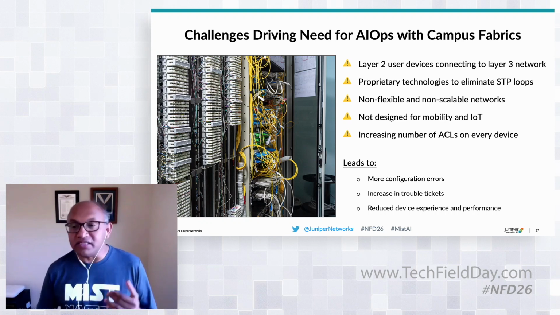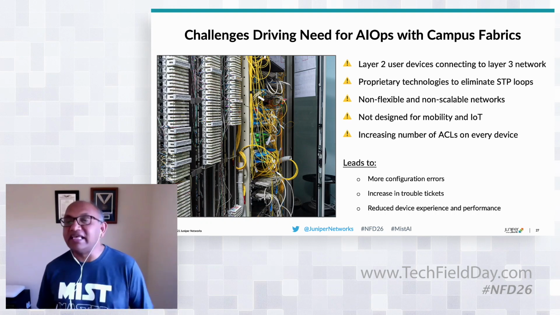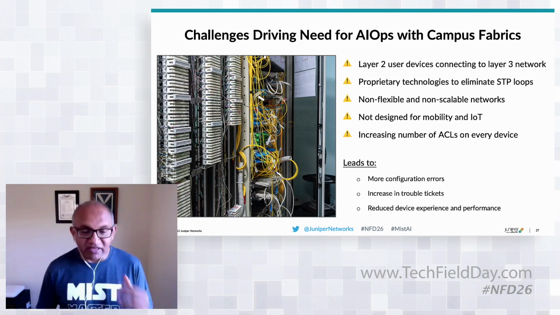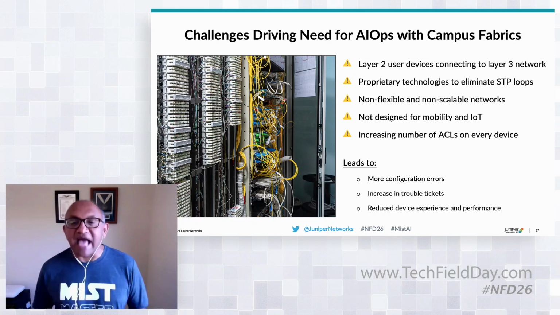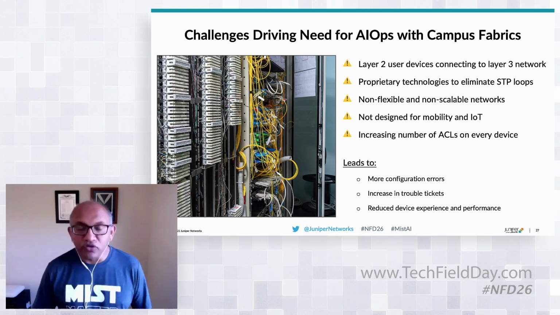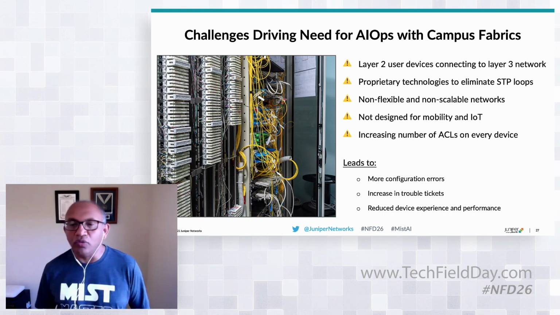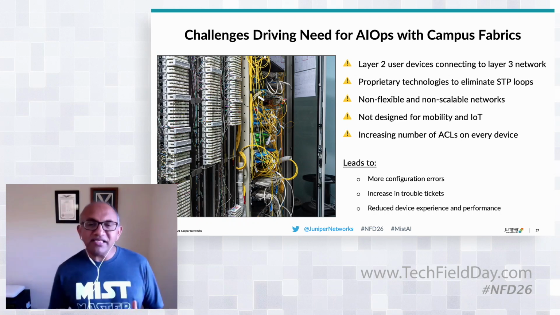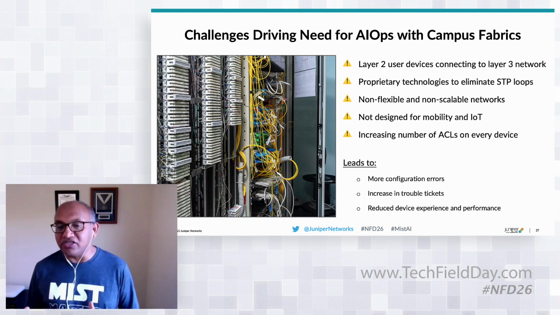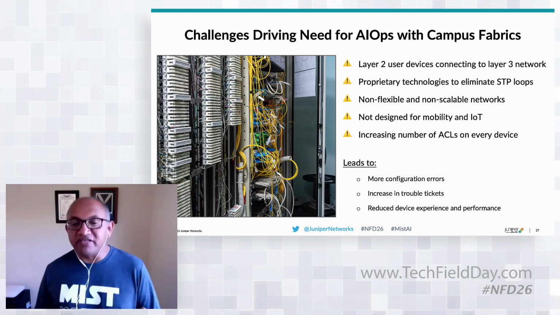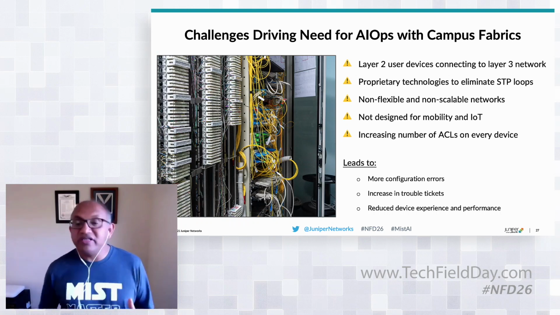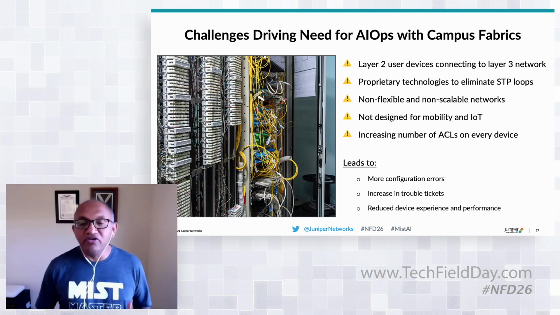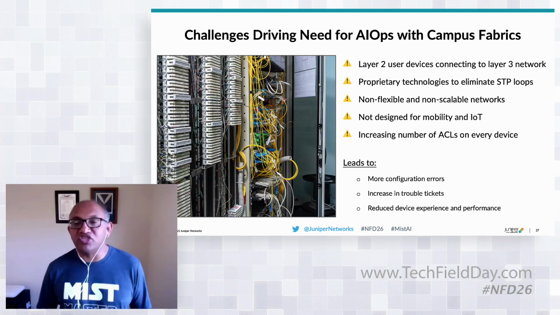And obviously, mobility is key. IoT devices coming onto this network is key. All of it ends up increasing the number of ACLs on devices. Typically, we have seen customers adding ACLs and not removing them over time because you don't know what's going to break. Whenever security is involved, we want to be really careful. So this has led to more configuration errors, different configurations in different places, an increasing number of trouble tickets, and at the end, in our land, we always say reducing the device experience or the user experience.